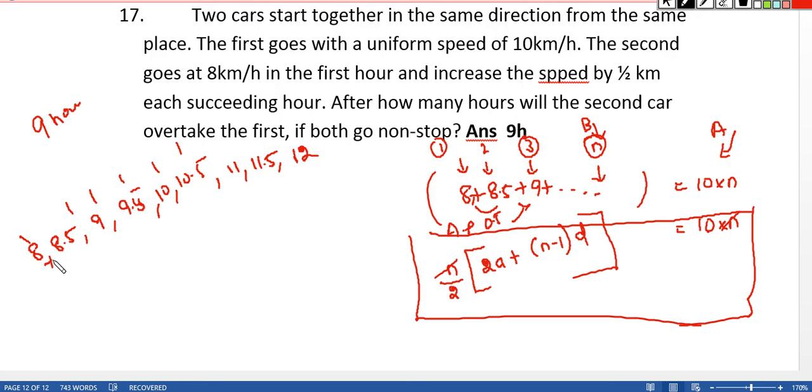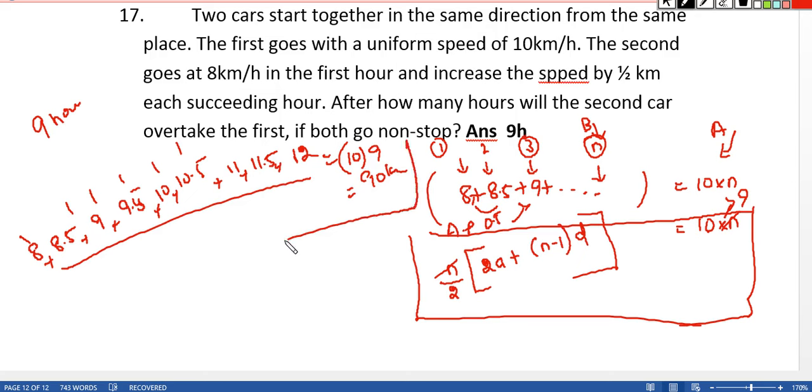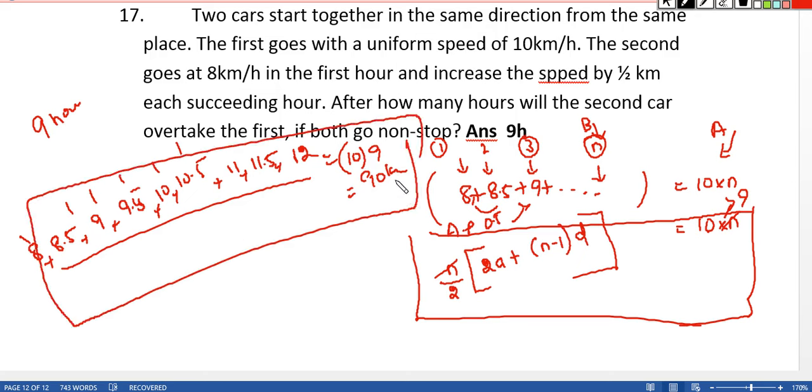So you just add all these terms here, and that will give you 10 into 9, since n is 9, which is 90 kilometers. You just check this, and you will be getting the same 90 kilometers, which proves that it would take 9 hours for car B to overtake car A. So our answer is 9 hours.